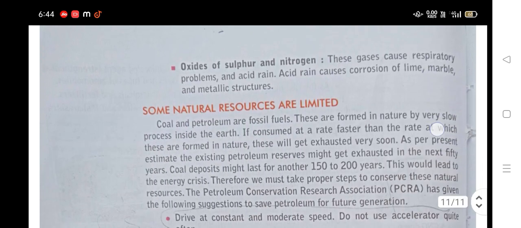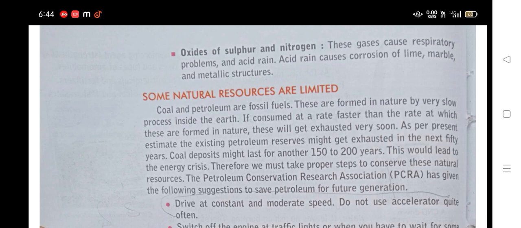Oxides of sulfur and nitrogen. These gases cause respiratory problems and acid rain. Acid rain causes corrosion of lime, marble, and metallic structures.